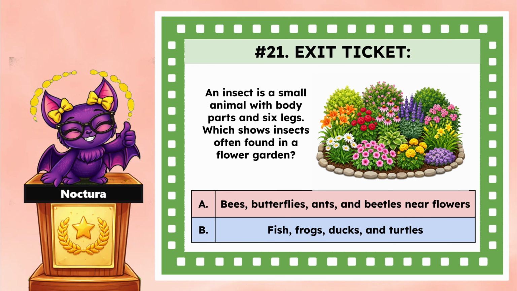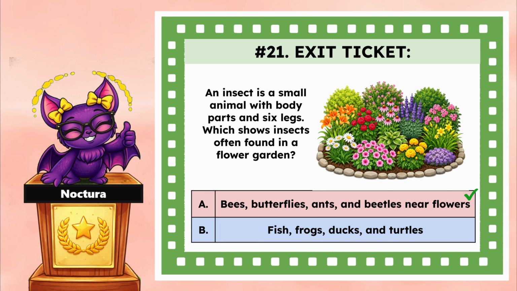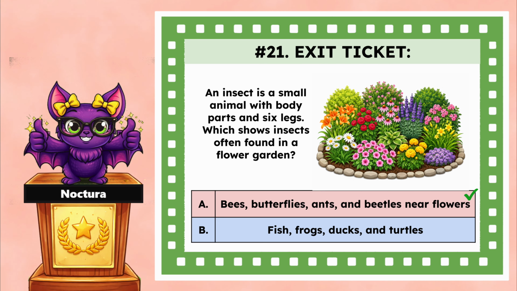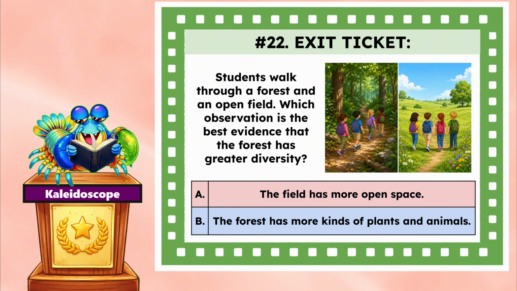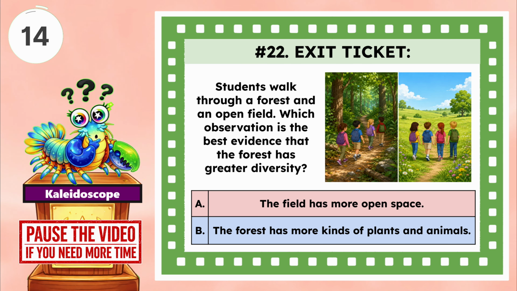And the correct answer is letter A, bees, butterflies, ants, and beetles near flowers. Students walk through a forest and an open field. Which observation is the best evidence that the forest has greater diversity?